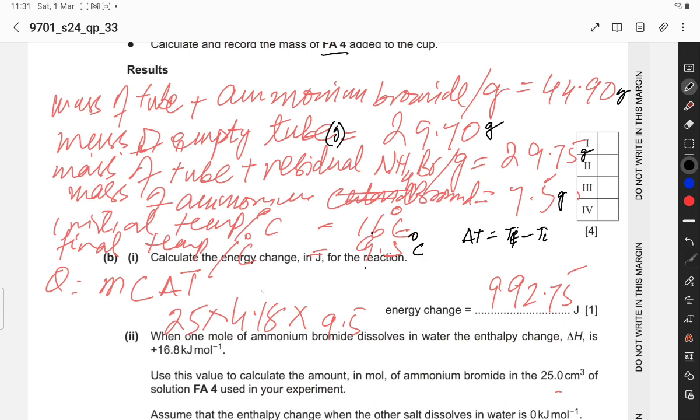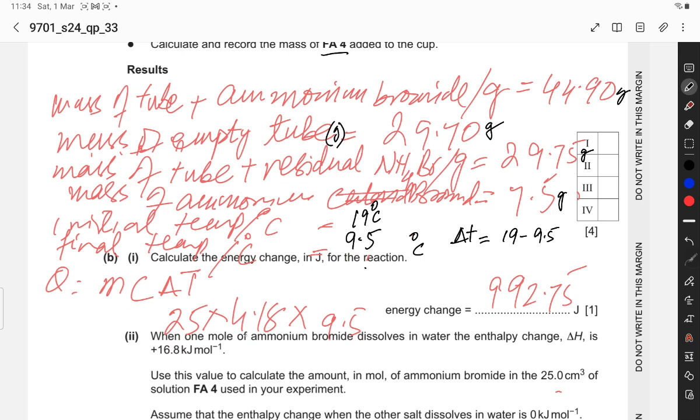Sorry, this temperature should be 19 degrees centigrade, and this should be 9.5. So we have mcΔT, and we have 19 as the initial temperature. ΔT can be calculated by using initial temperature minus final temperature. So 19 minus 9.5, and we get 9.5 as ΔT.